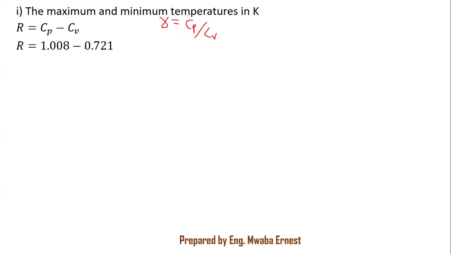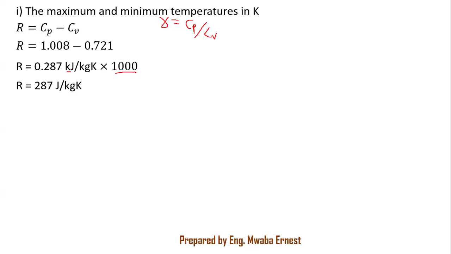Then when you subtract those, your answer is 0.287 kilojoules per kg Kelvin. We don't want this kilo in our working. We want it to be converted to joules per kg Kelvin so that we move smoothly. So that's why we end up multiplying by 1000. When you multiply by 1,000, you have 287 joules per kg Kelvin.